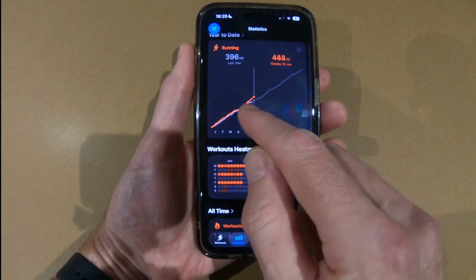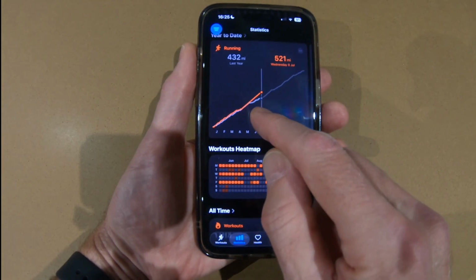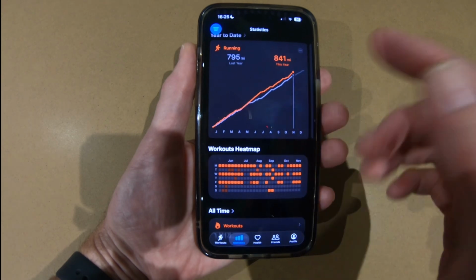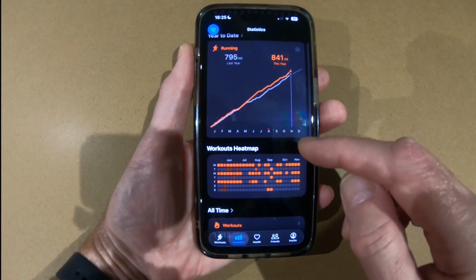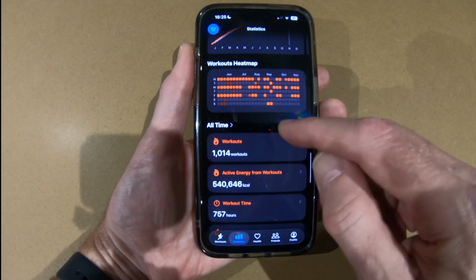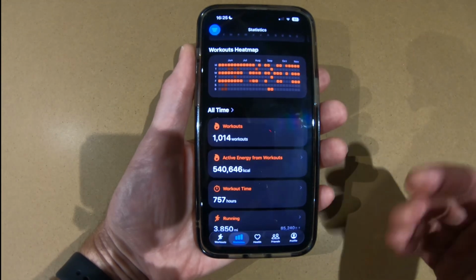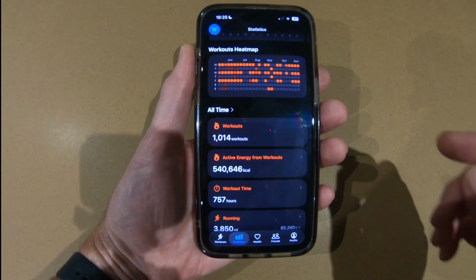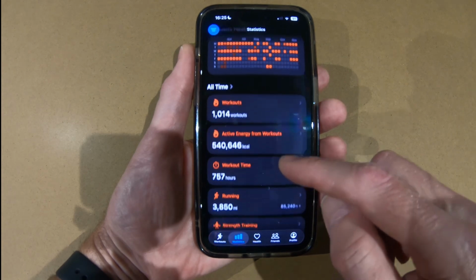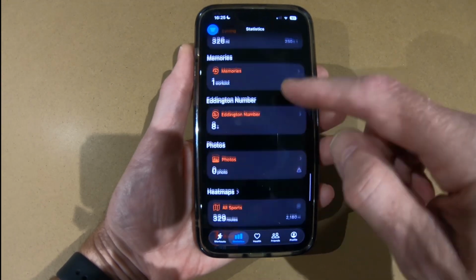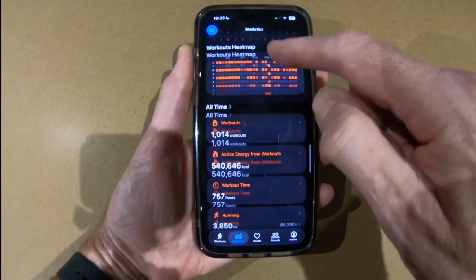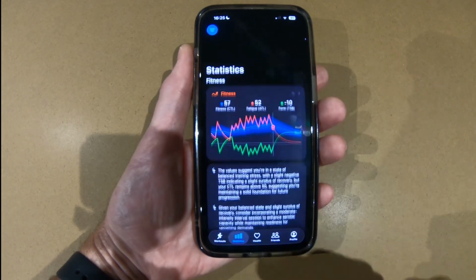But you can actually go in and click and see where you started to fall behind on that. So again, really good to look at your data versus last year. Heat maps, when do you run? You can see I tend to run Monday, Wednesday, Friday. And then it just goes through lots of different stats. I'm not going to go through them all. But that's it. That's your statistics.